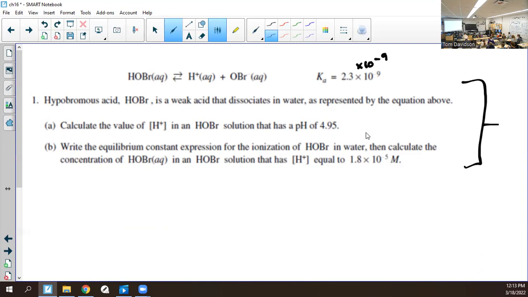So when we have 10 raised to the negative 4.95, we end up with... that good right there? Yeah. All right, that's easy money.